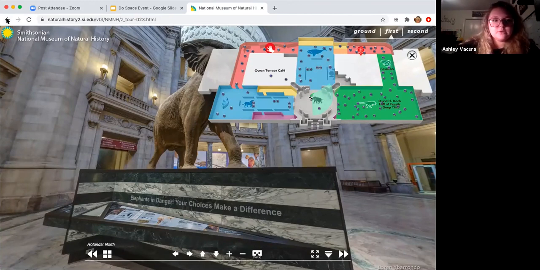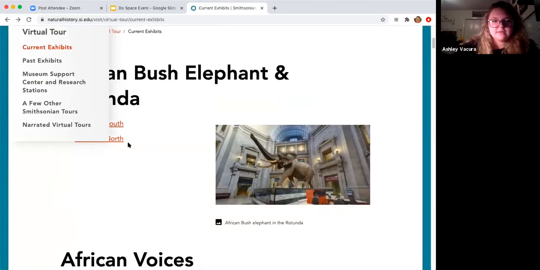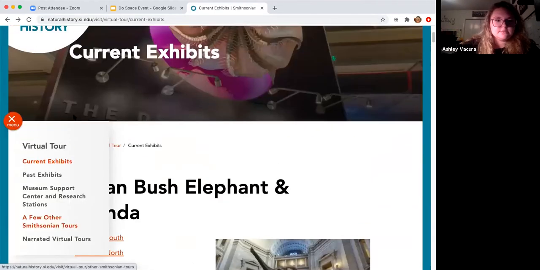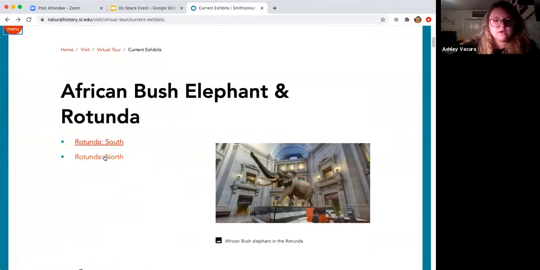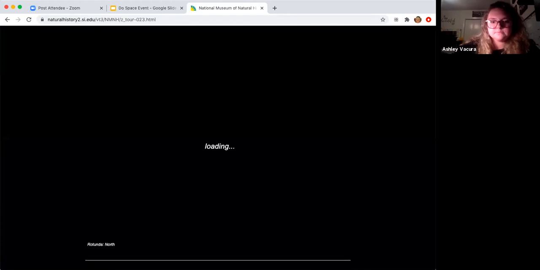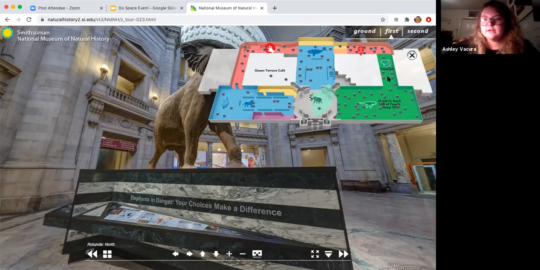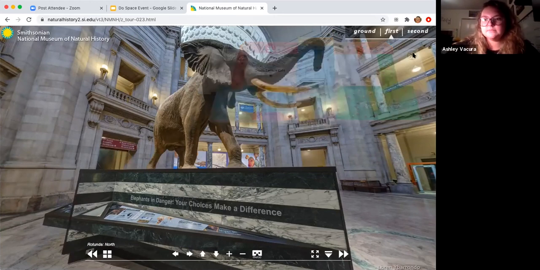So when you click on one of these exhibits, just like I just did, so let's say you wanted to look at this one, the Rotunda North. So let's say you wanted to click on that one. You'll see it gives you a map up here, which can show you what all the exhibits are on this floor. So like, this is the dinosaurs. These look like elephants. These are the mammal hall. So if you don't want to look at that, you can just exit out of that.